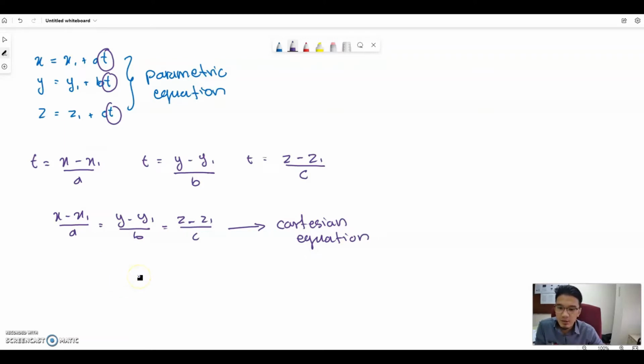So we already know the three types of equations to represent the equation of a line in space. The first one is the vector equation, that is r equals a plus tv. The second one is the parametric equation, and the third one is the Cartesian equation.